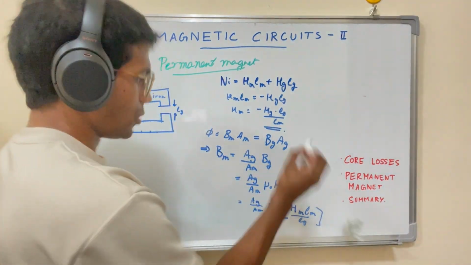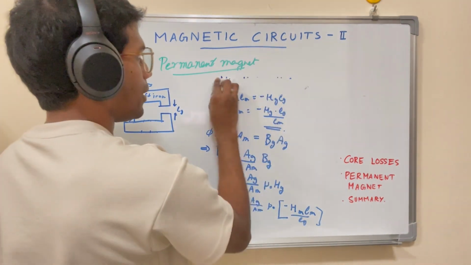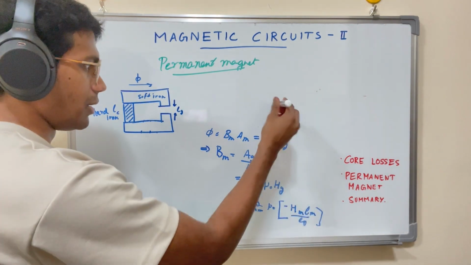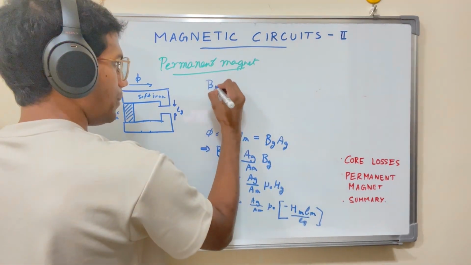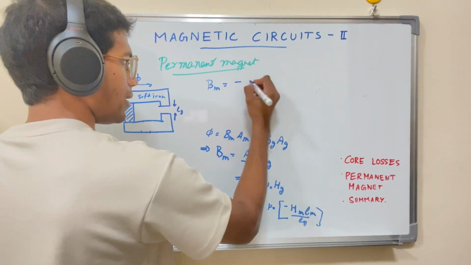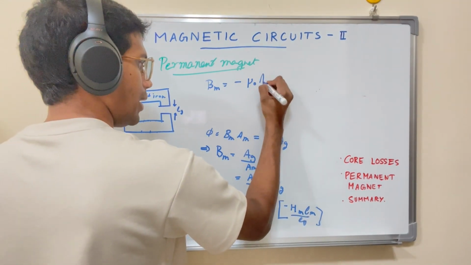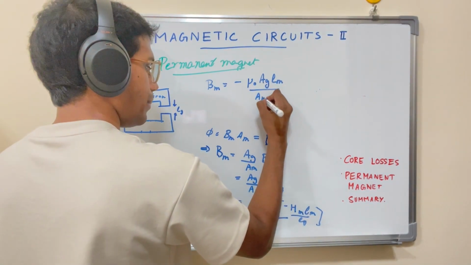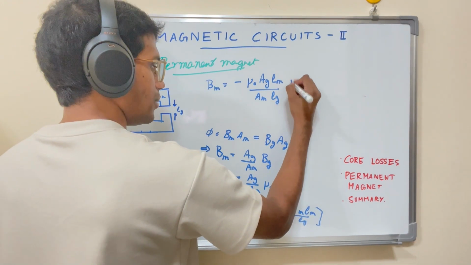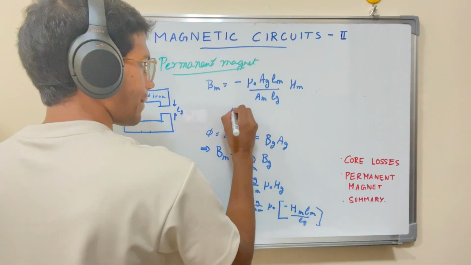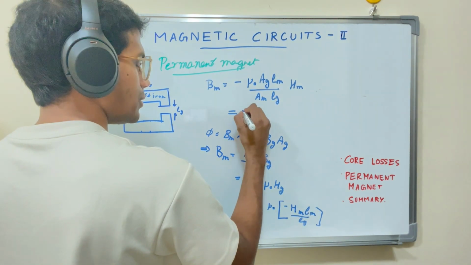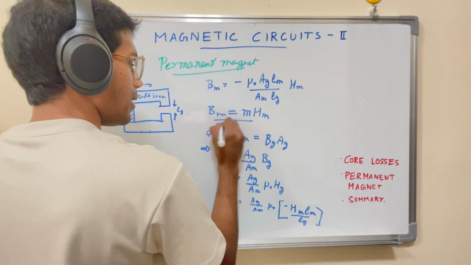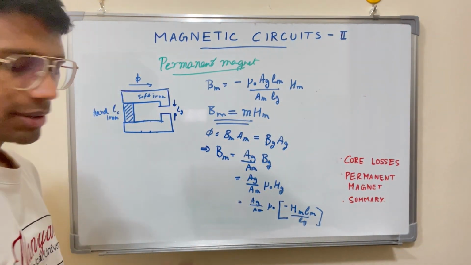And I'm just going to erase the top for more space, and this was from that equation that I just erased. So this gives me Bm equals negative mu naught Ag Lm over Am Lg times Hm, and I could just write it down as M into Hm. And this is technically a slope.